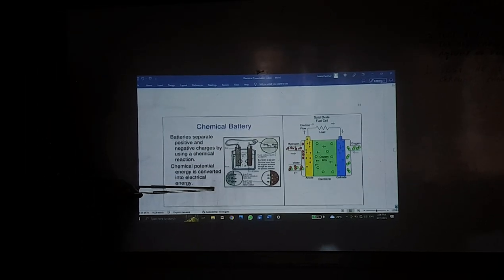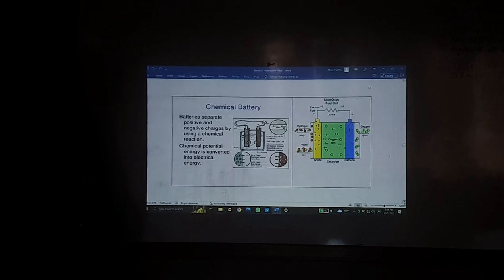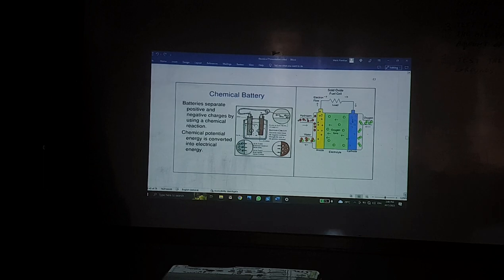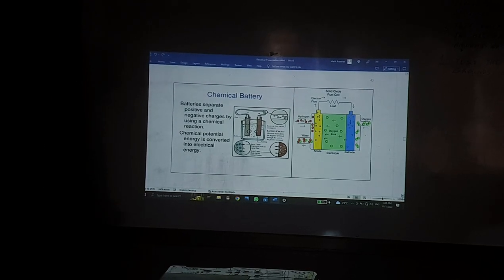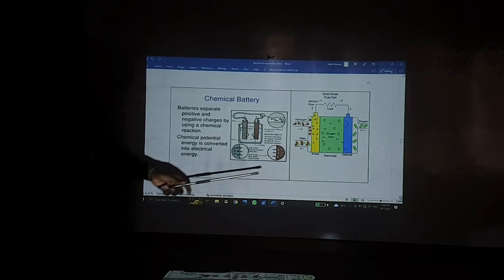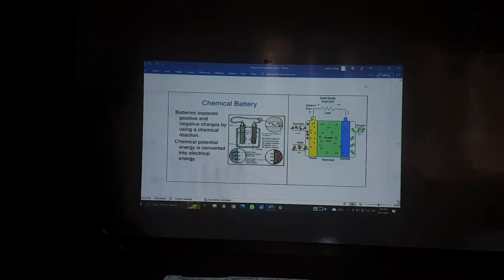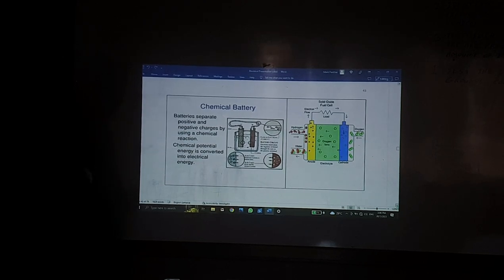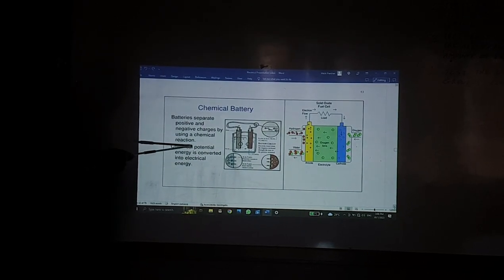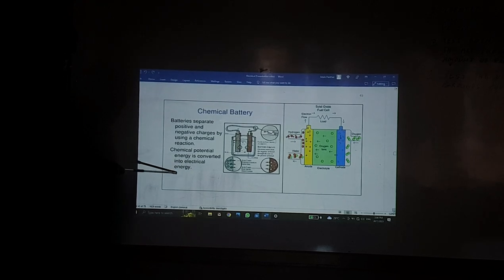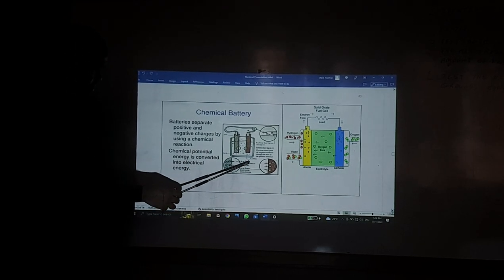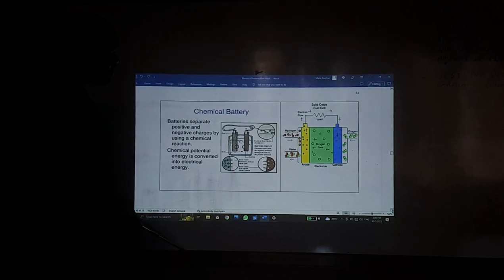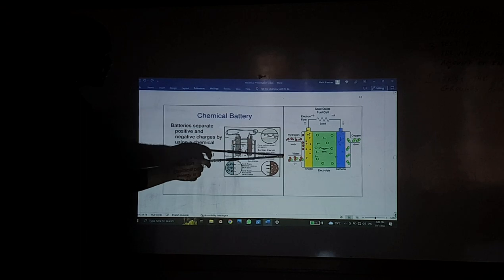Alright. Good. So when we talk about producing electricity by chemical reaction in motor vehicle applications, we are looking at batteries and fuel cells. Right here, batteries separate positive and negative charge by using a chemical reaction. Chemical potential energy is converted into electrical energy. And this is a diagram of our battery.